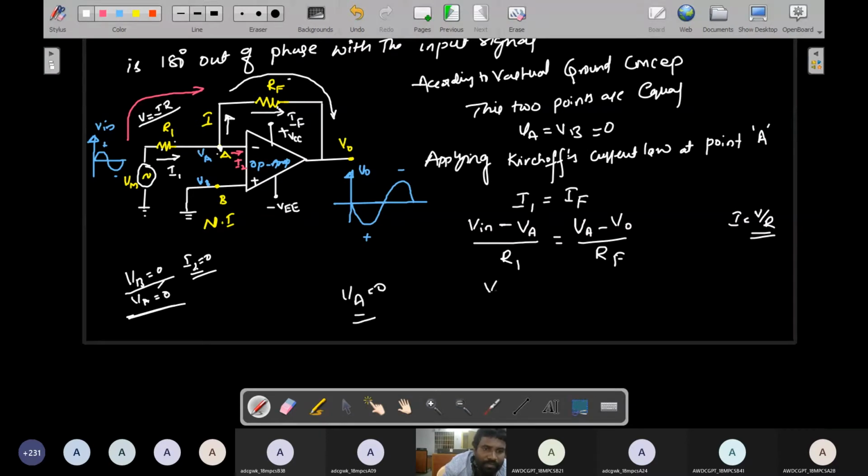So Vin divided by R1, with VA minus 0 and this also 0 potential, is equal to V naught divided by RF. Okay, understand?